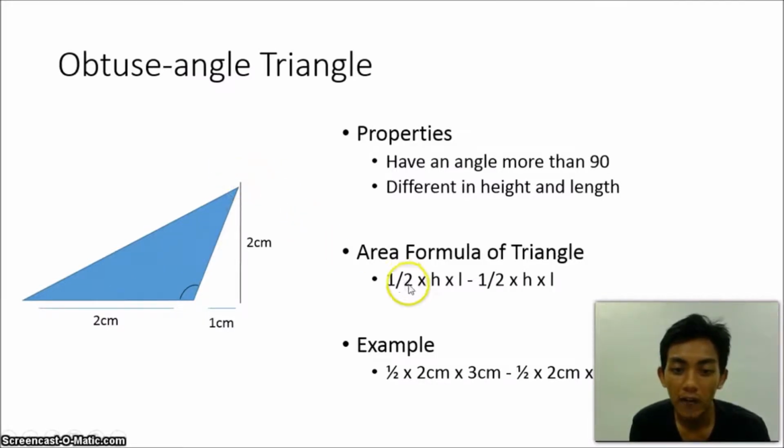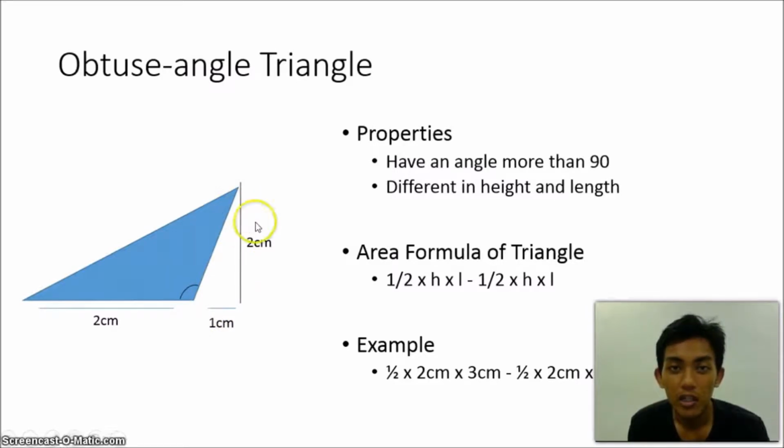The formula half times height times length can only be used on the 90 degree angle triangle. So in this case, we need to use the scaling formula, which divides this into two triangles, part 1 and part 2. But part 1 will include this full-sided triangle, while part 2 will include this one invisible triangle.